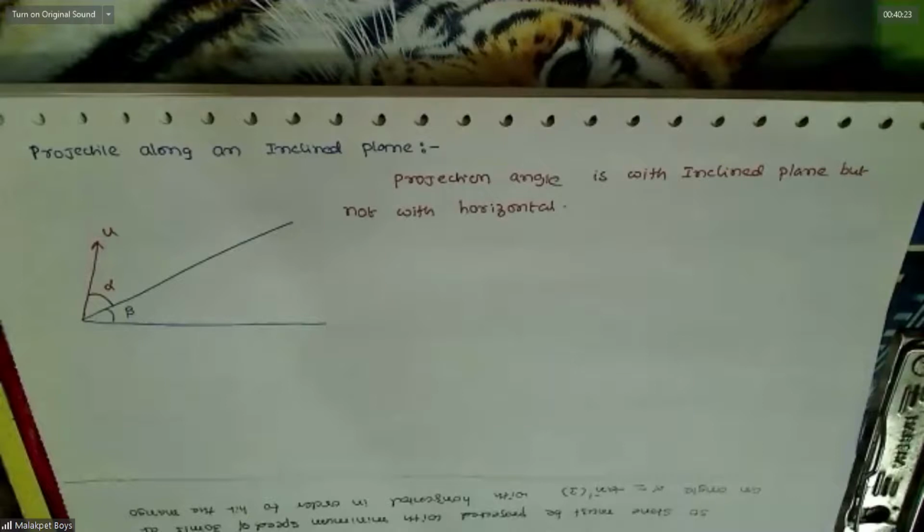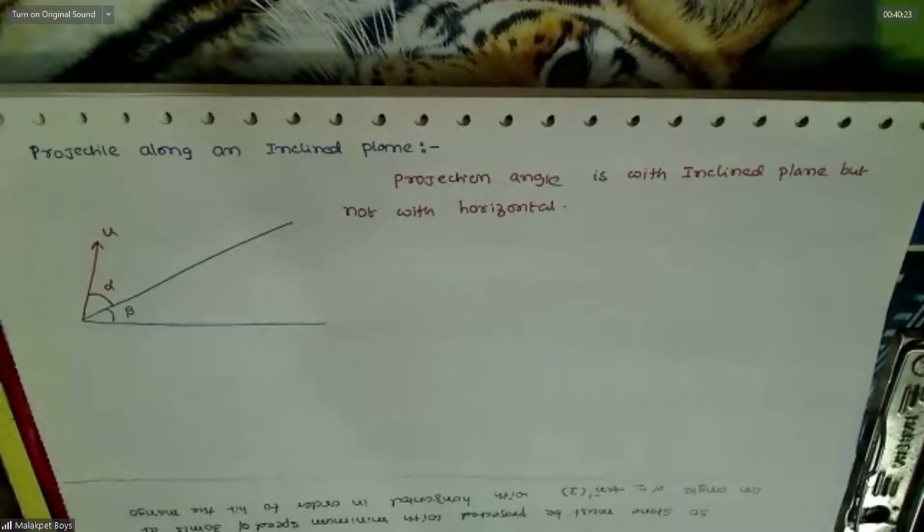You can see that this will be, along the x-axis, u cos alpha. And what is this? u sin alpha. g acts vertically downwards now. Always g direction is vertically downward. Do you agree with this or not?